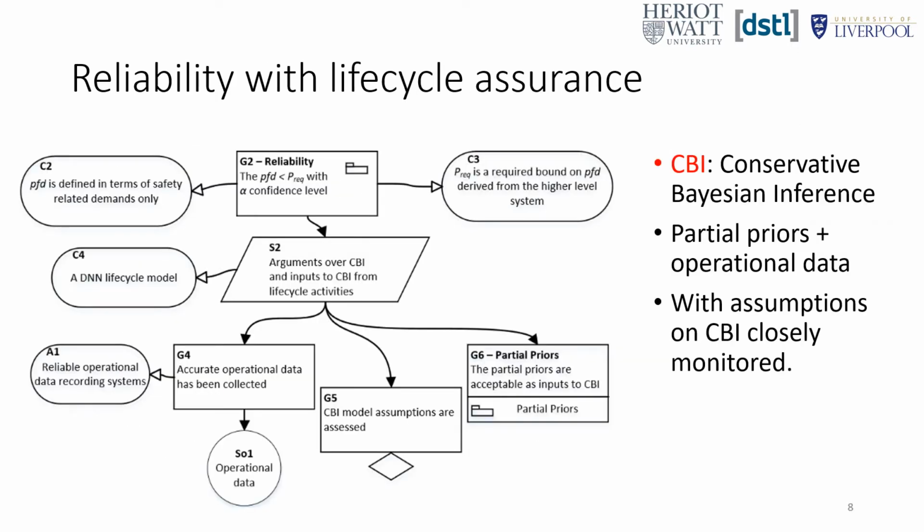This is the safety argument we developed for the reliability claim, where the upper bound on PFD is derived from higher level systems. And we argue there is sufficient confidence in the upper bound by using a Bayesian statistical inference approach called conservative Bayesian inference, or CBI for short. Essentially, CBI takes partial prior knowledge from lifecycle activities and Bayesian updates our beliefs on reliability when seeing some operational data. And of course, some assumptions used by CBI, like an unchanging operational profile, need to be assessed in the safety case and kept monitored during the operation.